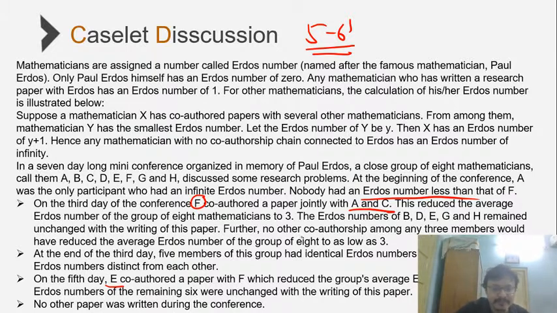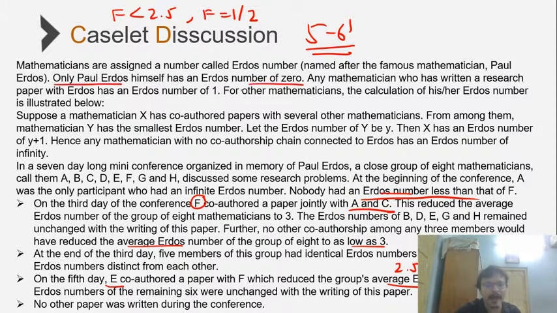Remember, nobody has an order of number less than that of F in the group. Also, as you can see, the average order of number of the group here is 3, and here after E quarters with F, the average order of number drops by 0.5. That is, the average becomes 2.5. If the average is 2.5, given that F has the least order of number, F must be less than 2.5, which means F is either 1 or 2. Remember, only Paul orders can have order of number 0. Others can have at least 1. So the value of F must be either 1 or 2.